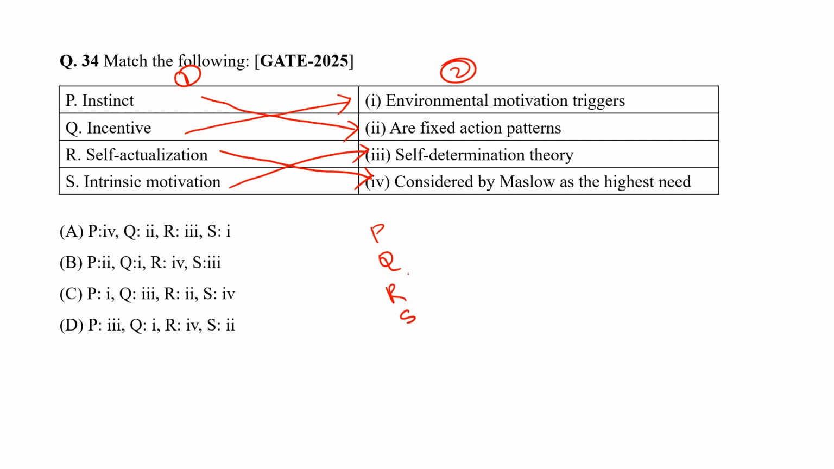So P, Q, R, S: instinct is 2, incentive is 1, self-actualization is 4, and intrinsic motivation is 3. So where do we have this option? It is option B. So option B is the right answer for this question.